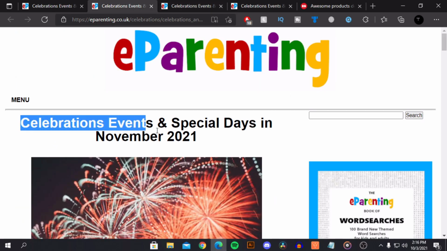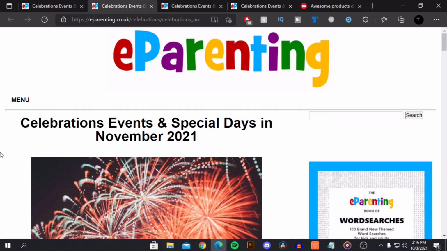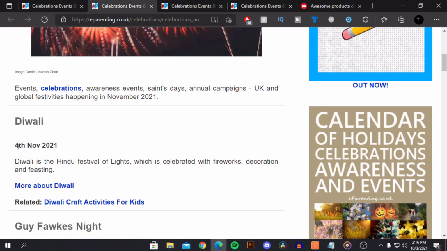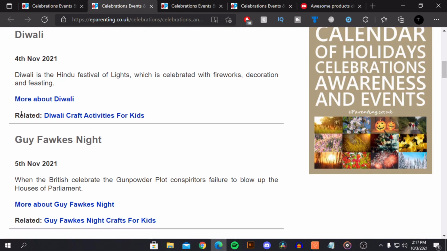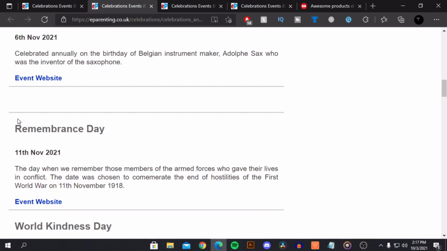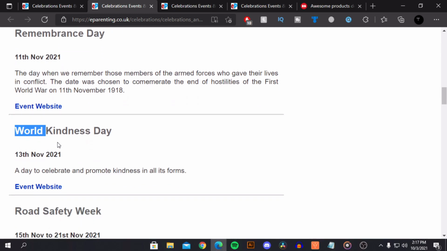The next month that we got is November, and on the screen you can see a lot of events that are happening in November. One is Diwali, which is happening on 4th November 2021, and then here is Remembrance Day, which is held on 11th November 2021.